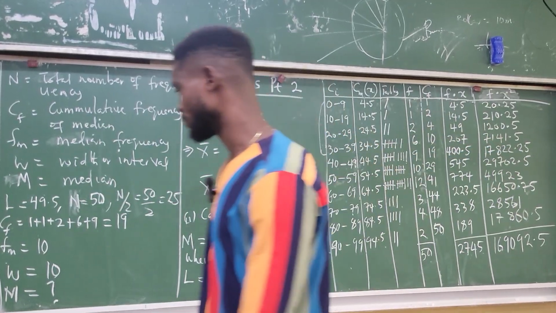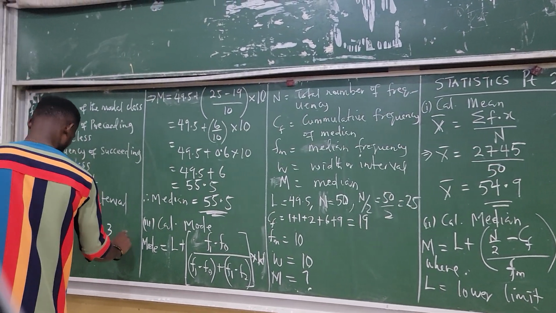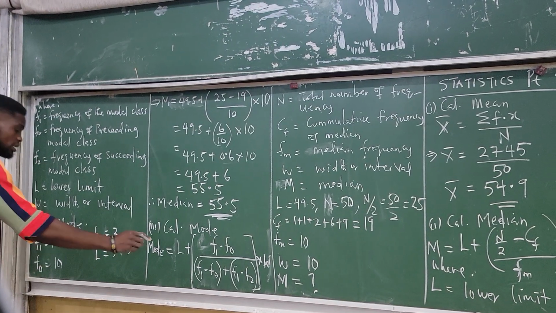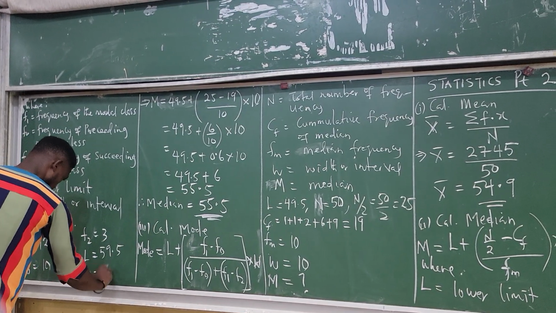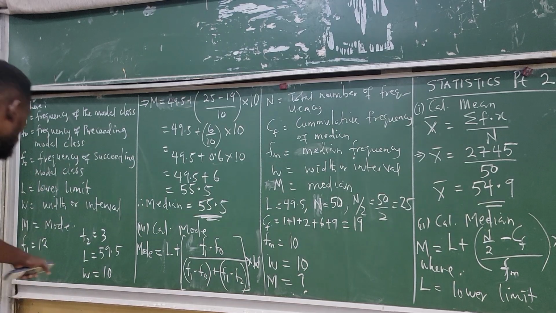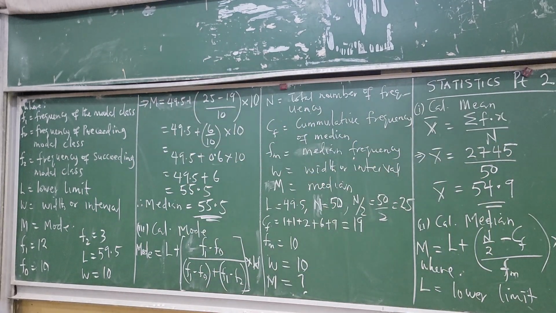59.5. So we can have 59.5, which can also give you what? 60. And also we have our width. Our width as what? As 10. We have done that before, the class width is 10. So we are going to substitute all these values into this equation.